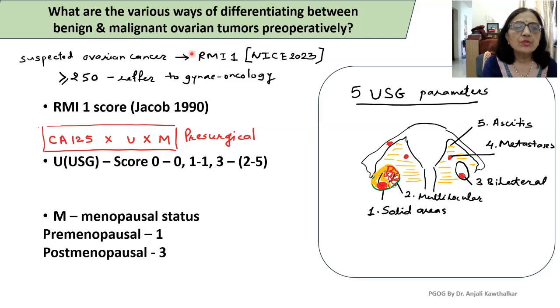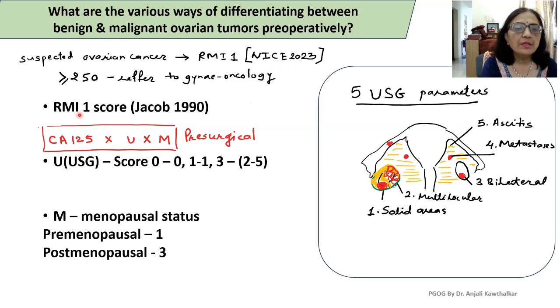So for that, the most common method which is used is the risk of malignancy index 1. It has been recommended by the NICE guideline, and the UK guideline 2023 is also recommending this, that you use it preoperatively whenever there is a suspected ovarian cancer. The first step to be taken by clinicians is to do the RMI1 calculation. And if RMI1 is greater than or equal to 250, it is an indication to refer the woman to a specialty center where gynec oncology facilities are available. That is another recommendation by NICE 2023.